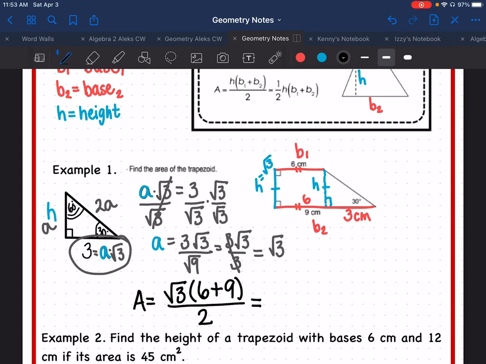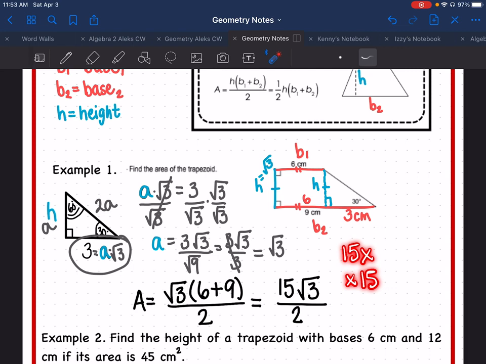So 6 plus 9 is 15. That 15 is going to come in front of my square root of 3, because remember, we normally like to see it as 15x instead of x15, right? Does that make sense? We want to see it this way. We don't like to see it this way, even though they are exactly the same. 15, can I divide it by 2? I can, but I'm going to get a decimal. So guess what? This is my answer. I'm going to pick my units of centimeters squared.